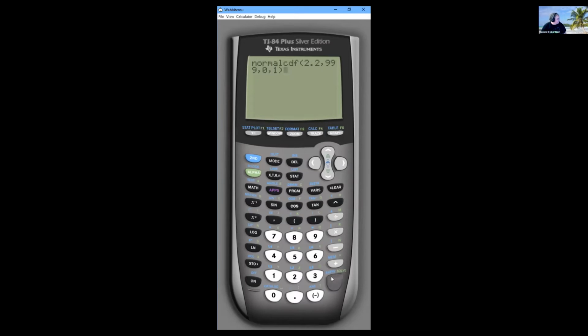Right, when I hit enter, the answer that I get is 0.01. Let's round it off to 3 decimals. 0.014.